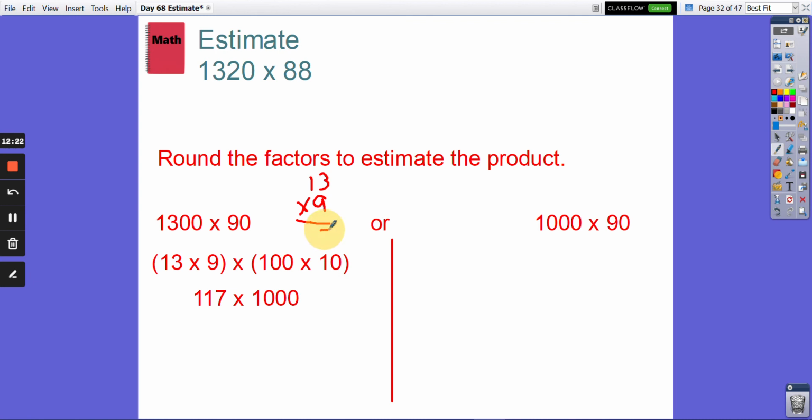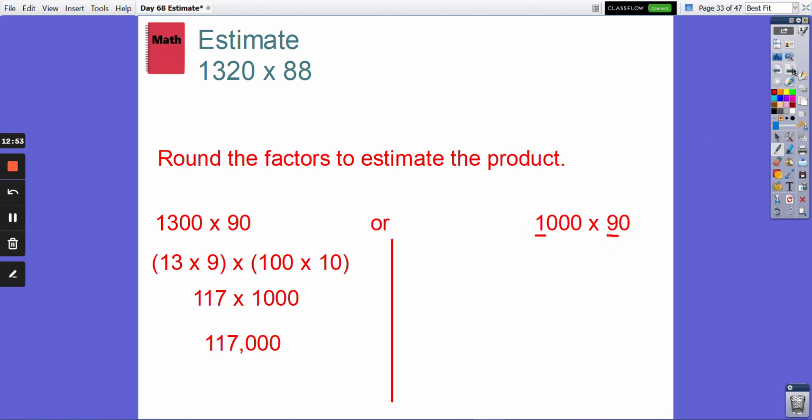9 times 3 giving me 27. 9 times 1 is 9 plus 2 is 11. So there's that 117. You could have also thought, okay, 9 times 12 is 108, and 108 plus another group of 9 would be 117. 100 times 10 gives us 1,000. So when I multiply these, my estimation would be 117,000.